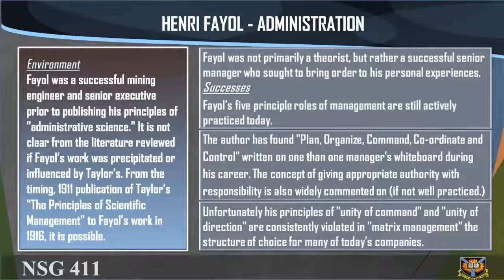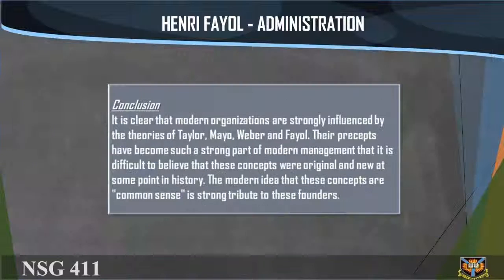Successes. Fayol's 5 principal roles of management are still actively practiced today. The author has found "plan, organize, command, coordinate and control" written on more than one manager's whiteboard during his career. The concept of giving appropriate authority with responsibility is also widely commented on, if not well practiced. Unfortunately, its principles of unity of command and unity of direction are consistently violated in matrix management, the structure of choice for many of today's companies.